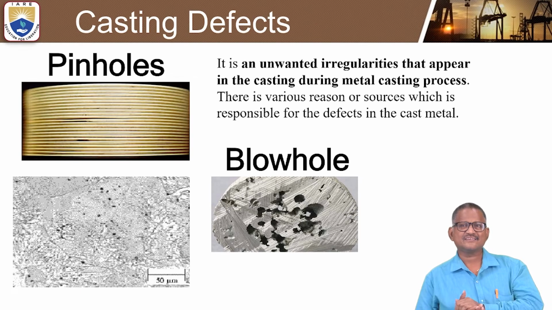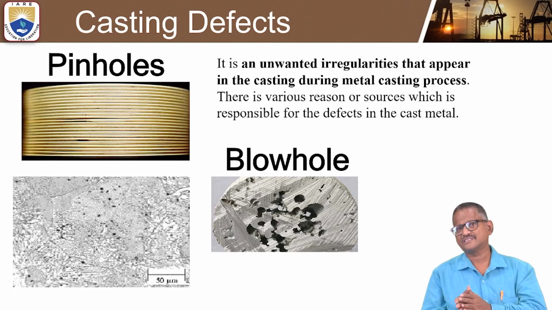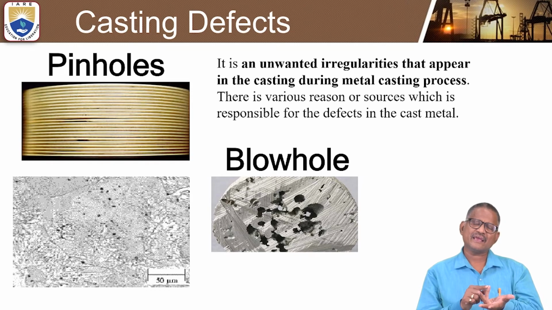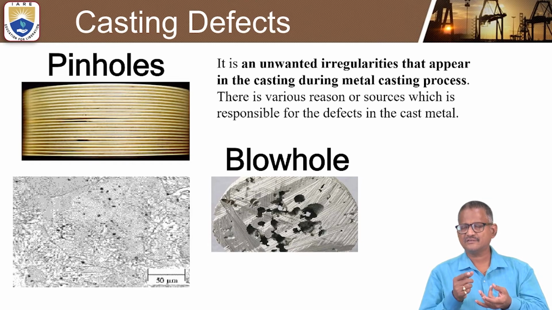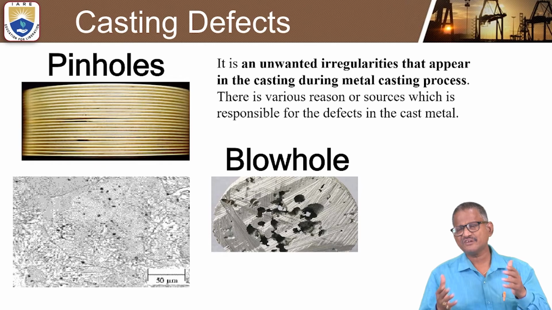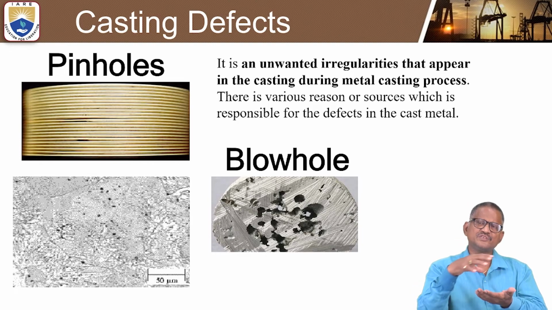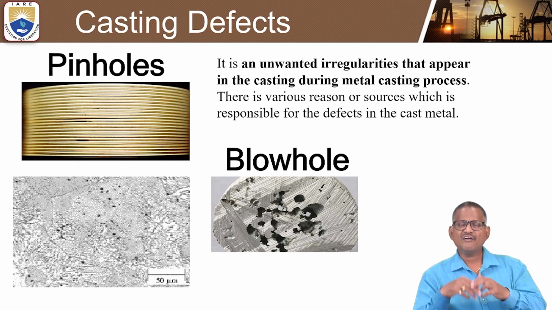Now look at some important casting defects. The term casting defects refers to imperfections, unwanted irregularities that appear in the casting during the metal casting process. In any manufacturing process, whether casting, fabrication, welding, or forging, there will be some imperfections. Why does it happen? Because human beings work a lot in making the mold cavities, preparing the molten metal, timing the solidification, shot blasting, removing the runner and riser, etc. All this comes under this.